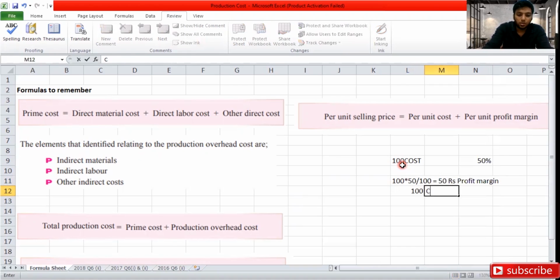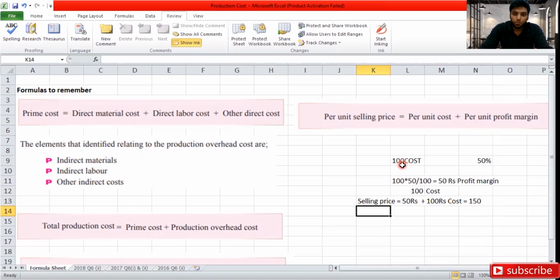So 50 plus 100 will give you the selling price. So selling price will be 50 rupees is your margin plus 100 rupees is your cost. So you will get 150. I hope you understood the basic formulas before we move on to the unit. Let's not waste our time. Let's start our past paper.